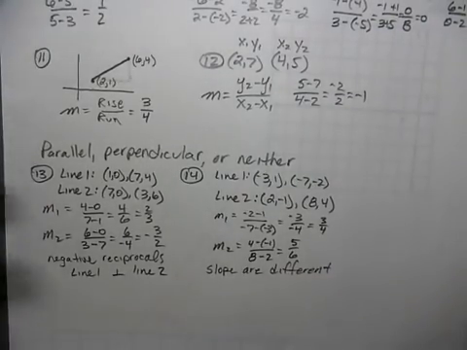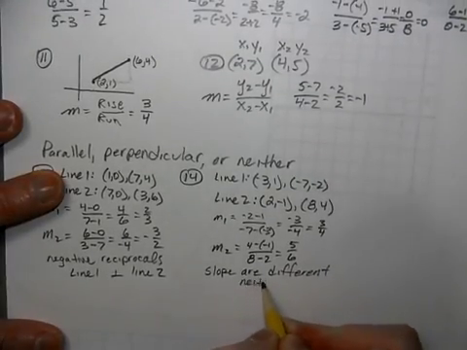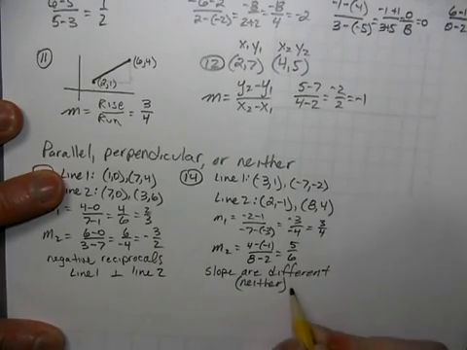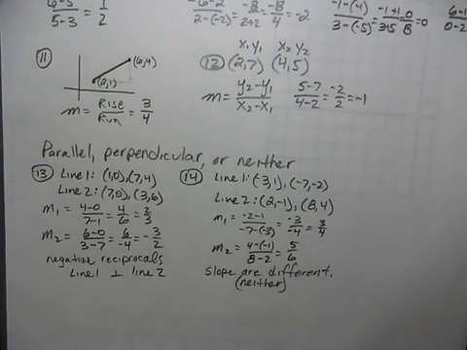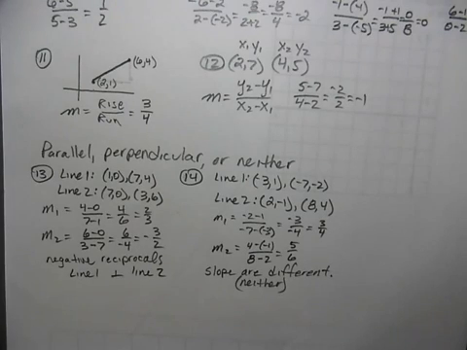Slopes are different, so that would be considered neither. If it's neither, then we know that the two lines will definitely cross.